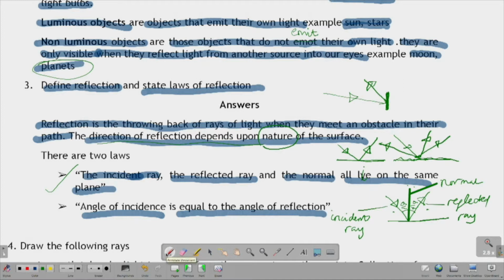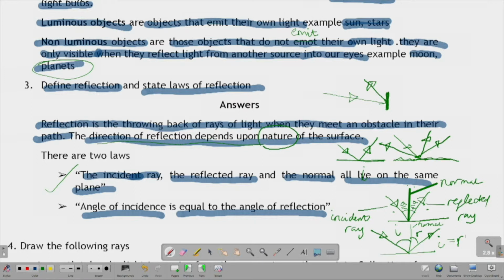Okay, allow me to elaborate. So if I have this as my normal and this is my incident ray, let's call this the angle of incidence. This is the angle that it makes with the perpendicular line, the normal. And then I have the reflected ray, and it also makes an angle. Let's call this R, which represents the angle of reflection. So, according to this law, the angle of incidence is equal to the angle of reflection.